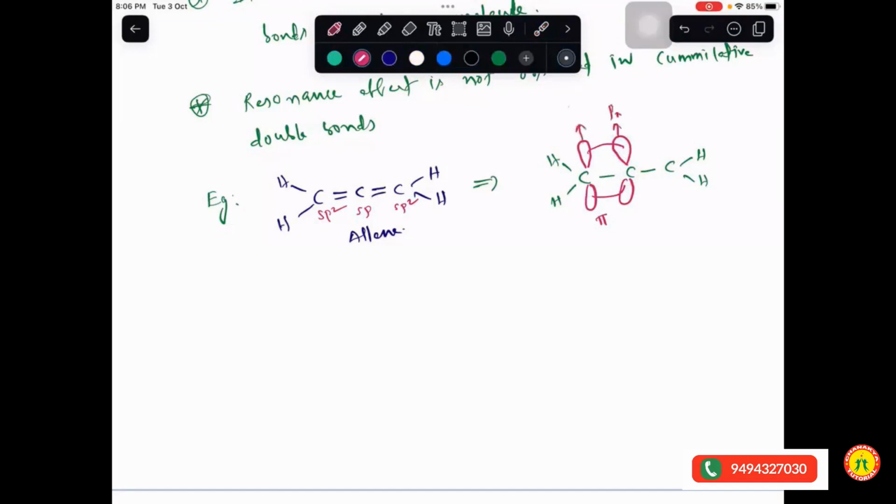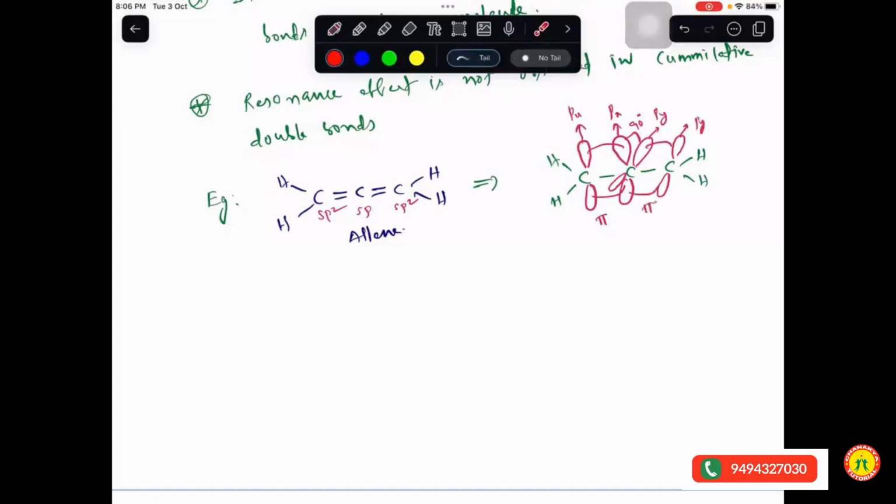This is the px I'm taking. So the next one, py, should be in the opposite direction. This is py. Both are perpendicular to each other, 90 degrees. So obviously, it is forming a pi bond, nothing but this should be py, right? So then these two can form the pi bond.